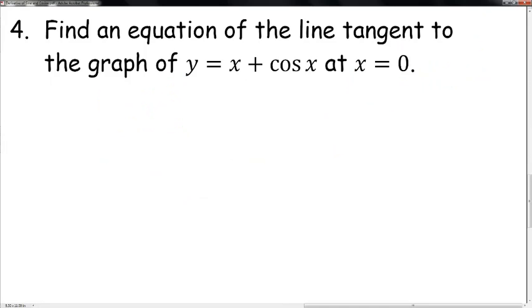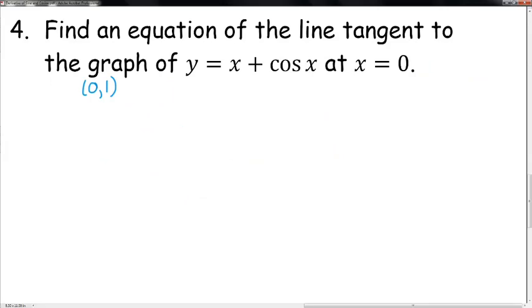Alright, find the equation of the line tangent to the graph of y is equal to x plus cosine x, at x is equal to 0. So if I have the point 0, I want to find what the y coordinate is going to be. So if I plug in 0, I'm going to have 0 plus cosine of 0. Cosine of 0 is 1. So 0 plus 1 is equal to 1. So my point is at 0, 1.